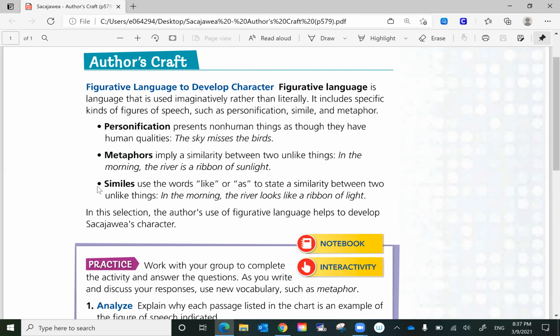All right. And then the next one is kind of the opposite coin of similes. You are also showing a similarity between two unlike things. However, in this instance, you are using the terms like or as, okay? In the morning, the river looks like a ribbon of light. Again, notating that, in the morning light, a river is really, really bright and it just looks like the river itself is made of light instead of just reflecting the light, okay?